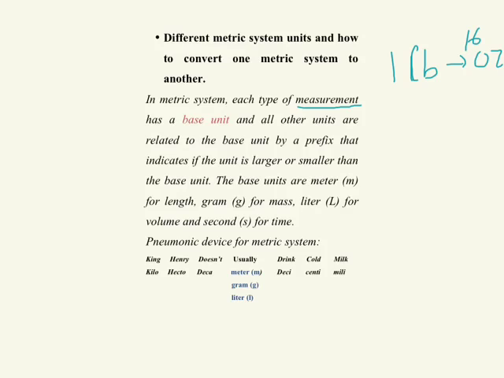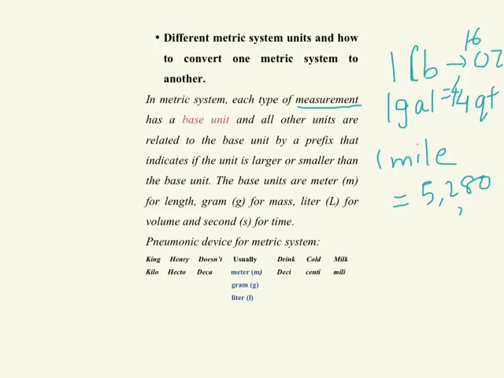1 pound equals 16 ounces. Or if you're converting gallons to quarts, then 1 gallon equals 4 quarts. Or 1 mile equals 5280 feet. There is no system here. They are not systematically related. So you have to memorize these.